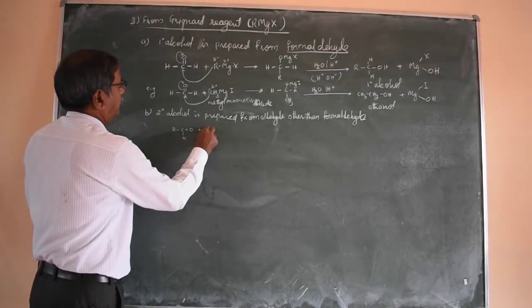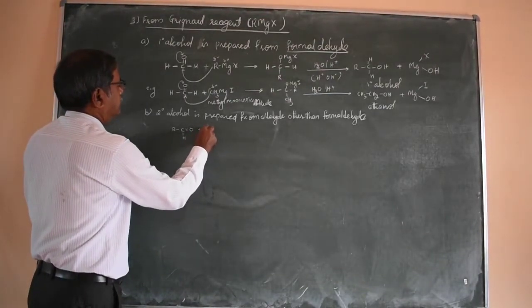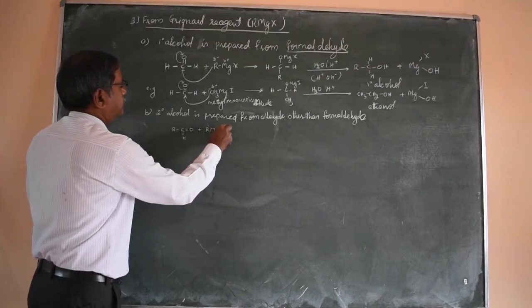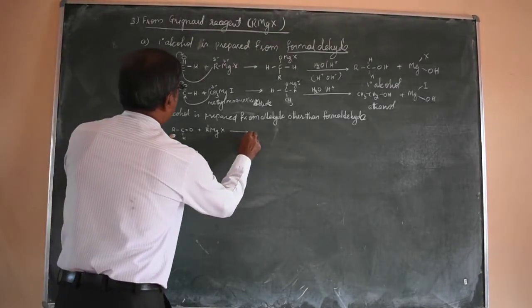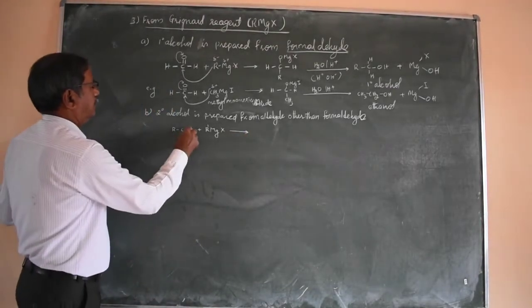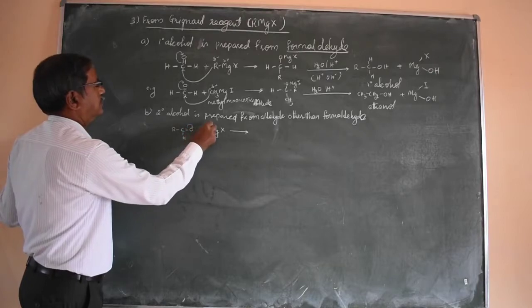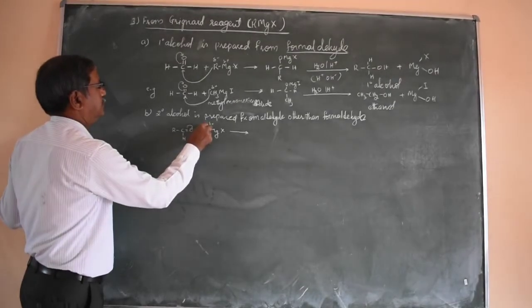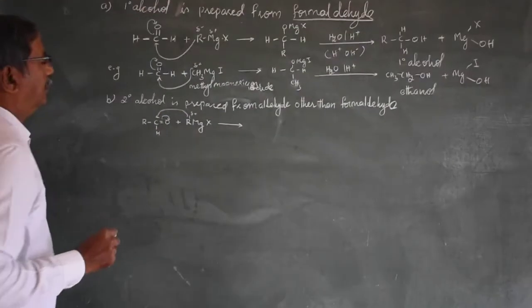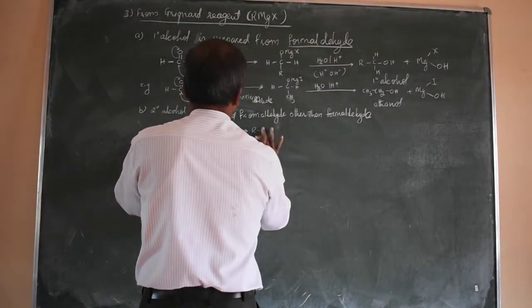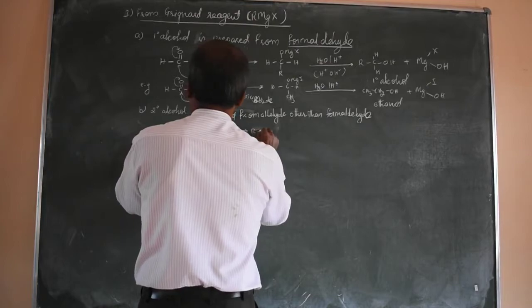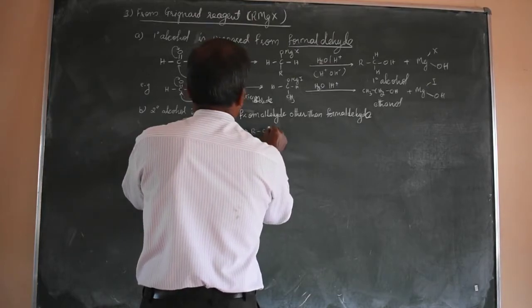Plus Grignard reagent. I am writing R dash instead of writing R dash MgX. The product is, as we know, electron moves onto this oxygen, it's partially positively charged, so it moves to this carbon, and the product is R, then C, R dash.